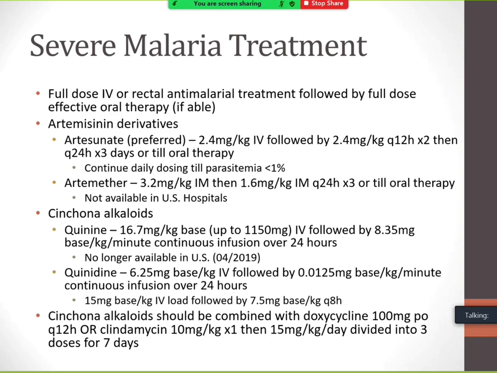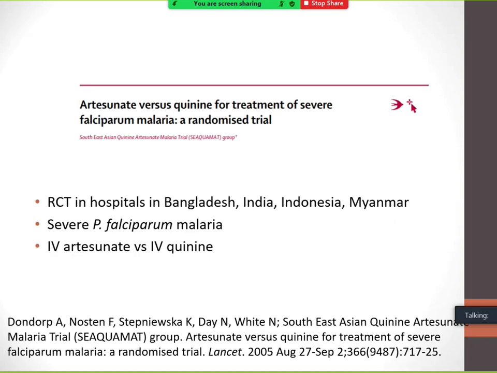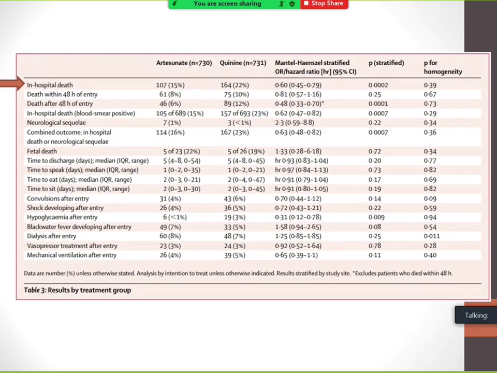I'll go through a little bit with it. It's inferior to artesunate, is one of the big things with it too. So this was where that came from. It's a randomized controlled trial of artesunate versus quinine for severe falciparum, published in Lancet in 2005. The in-hospital death was higher if you got quinine. That's basically the thing to take away from it.